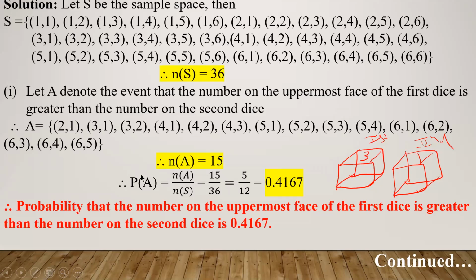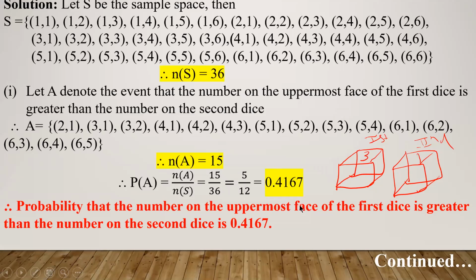What is the probability of event A? As per our definition of probability, it is N of A divided by N of S. N of A is 15, and N of S is 36. So 15 divided by 36, which is 5 upon 12. When you divide 5 by 12, you will get this.